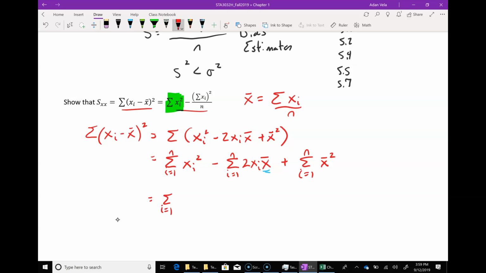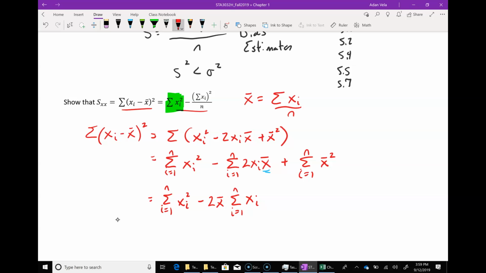So again, we still have the part that we want. Now we can pull out this x bar and the 2. And we're just summing up xi. Okay.